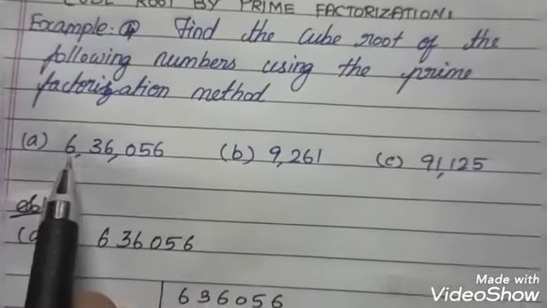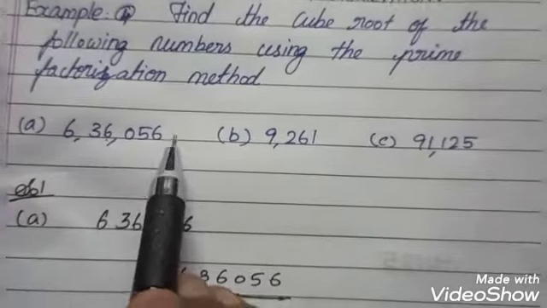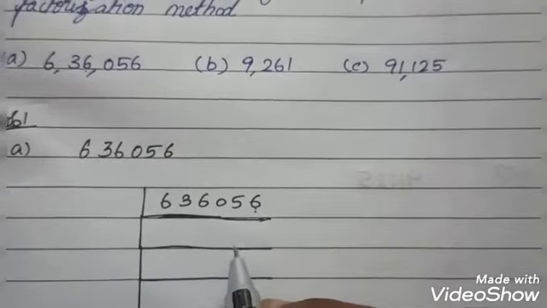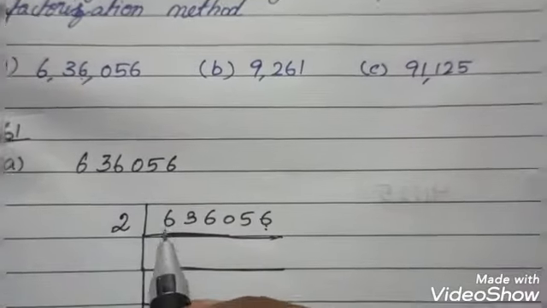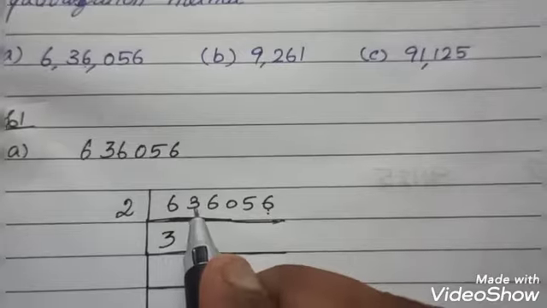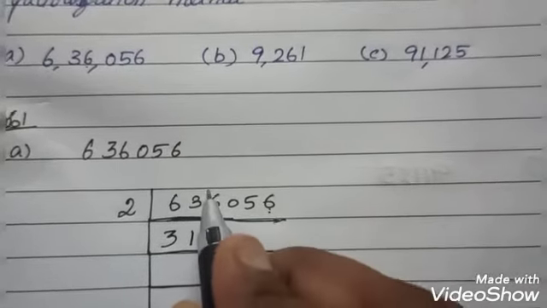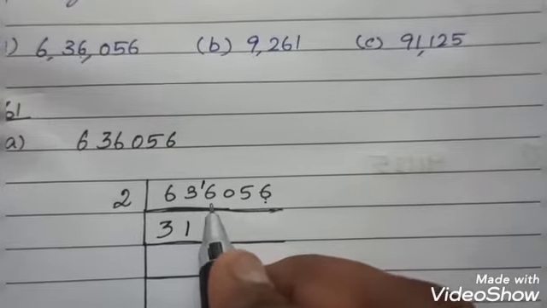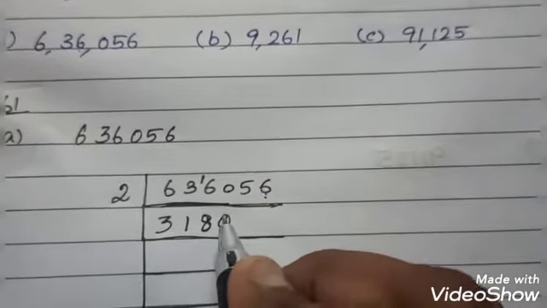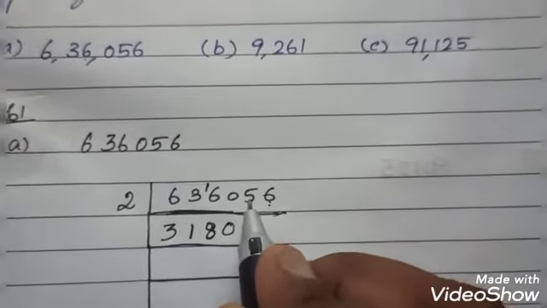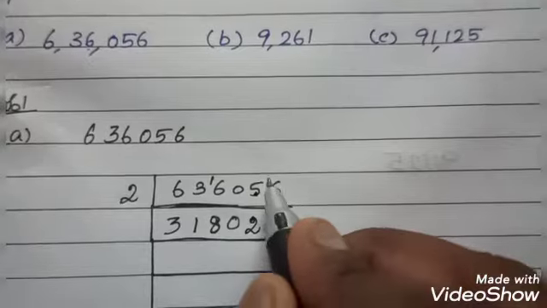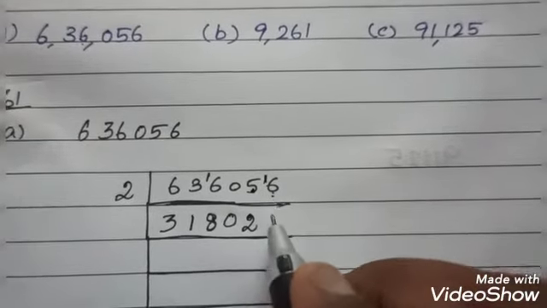So the first question: 6,36,056. The number ends with the digit 6, so you take 2. How many times? The first digit, 6, is greater than 2, so 3 times. The second digit is greater than 2 as well, how many times? Only 1 time, remaining 1. So now you get 16, and 16 means 8 times. The 0 you take as it is. Then 5: how many times? 1 2 is 2, 2 2s are 4, 2 3s are 6. So it becomes 2 times, but it remains 1. So now it becomes 16, and 16 means 8 times.